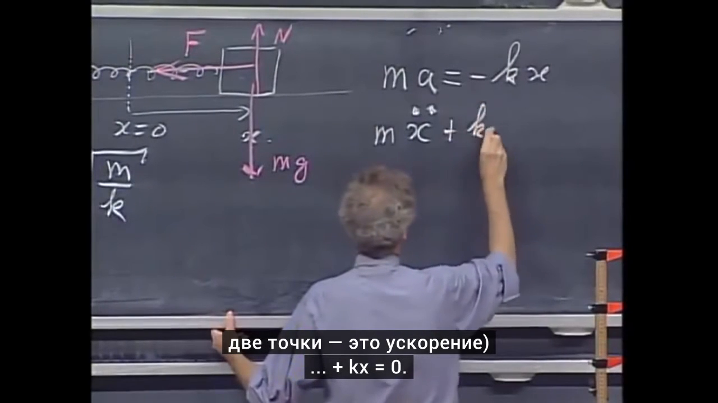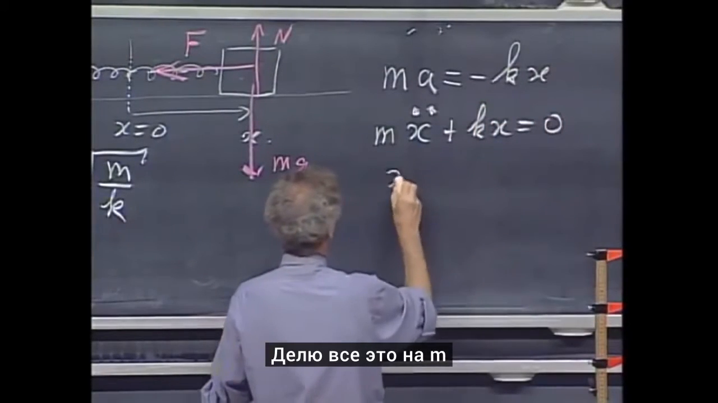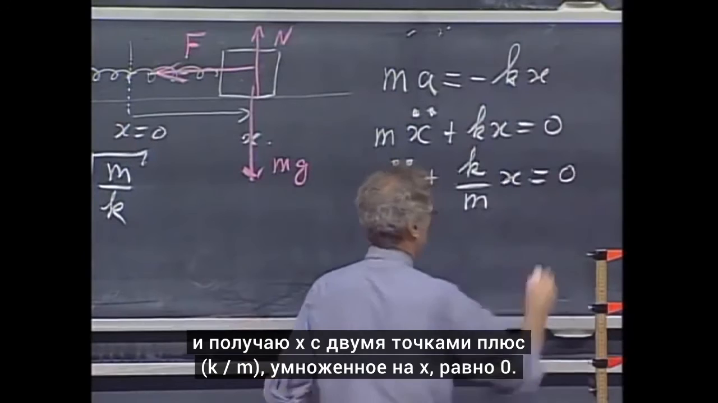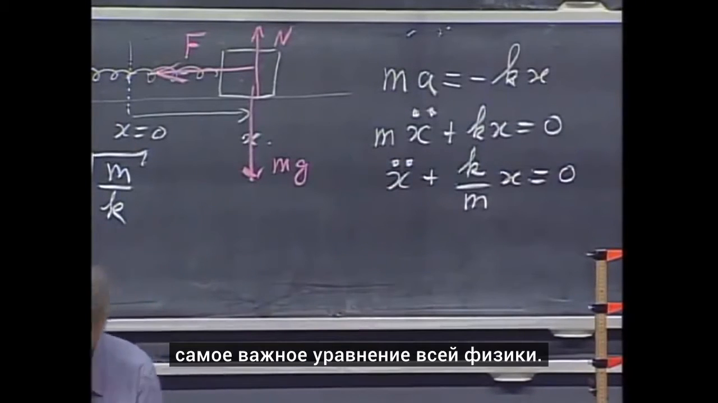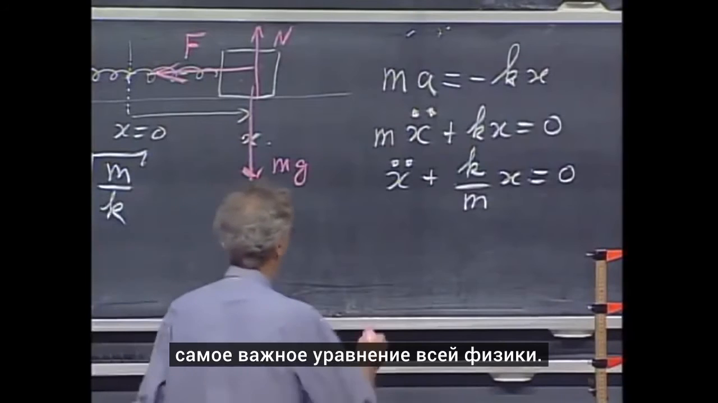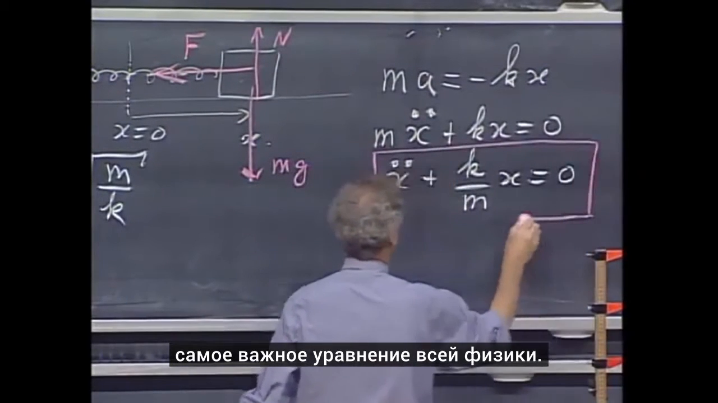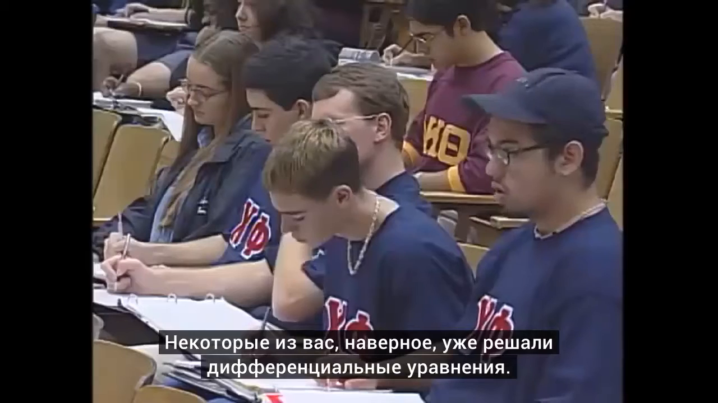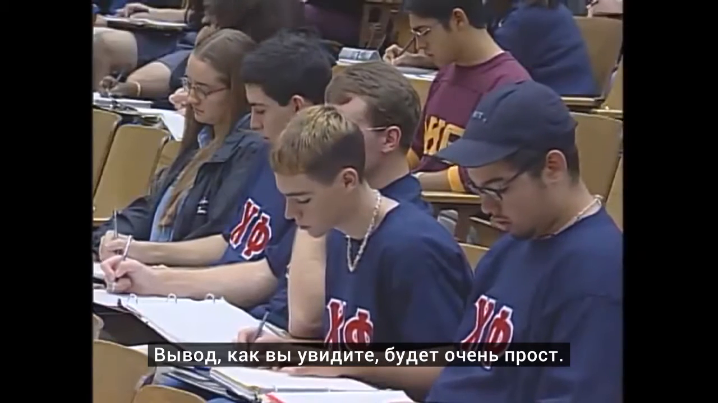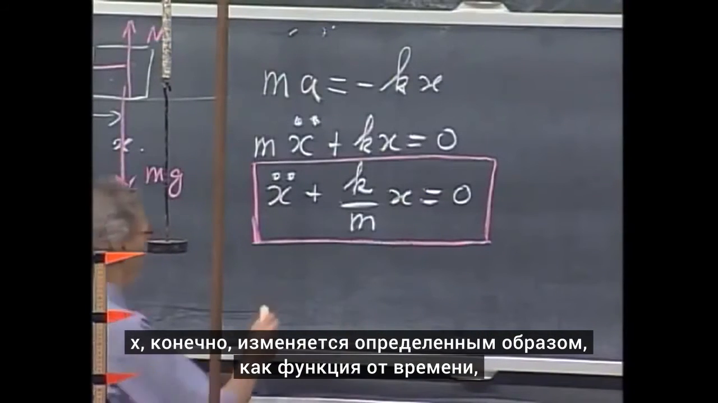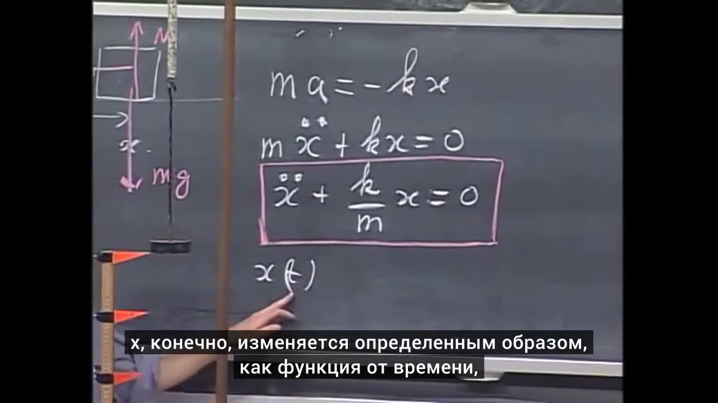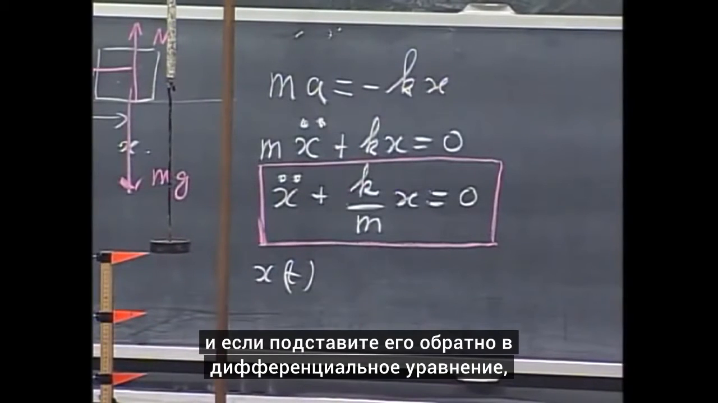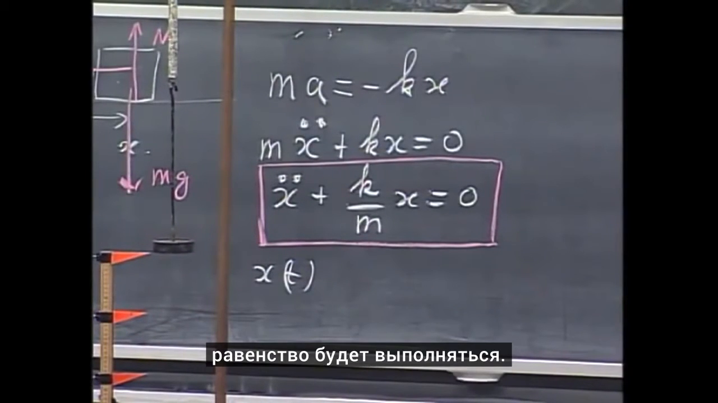Plus kx equals 0. I divide by m, and I get x double dot plus k over m times x equals 0. And this is arguably the most important equation in all of physics. It's a differential equation. Some of you may already have solved differential equations. The outcome of this, you will see, is very simple. x is, of course, changing in some way as a function of time. And when you have the correct solution for x as a function of time, and you substitute that back into that differential equation, that equation will have to be satisfied.